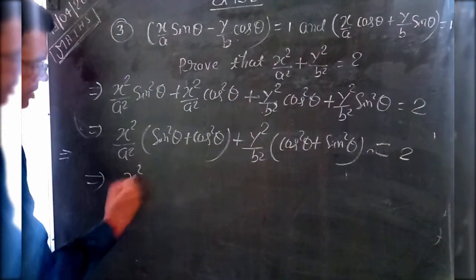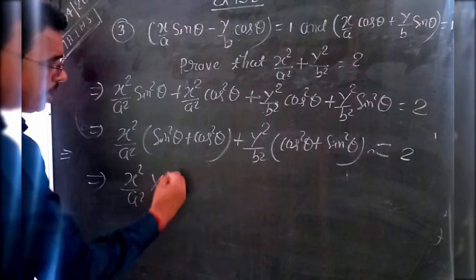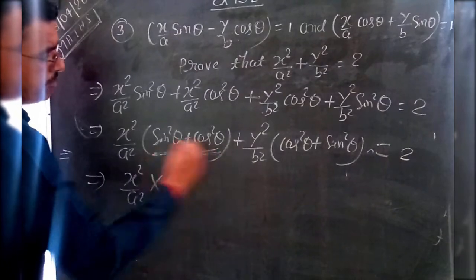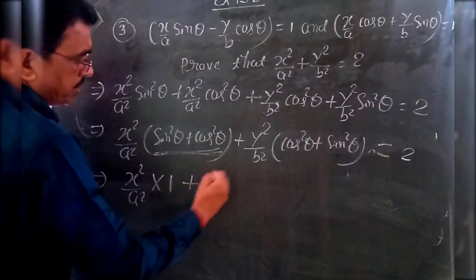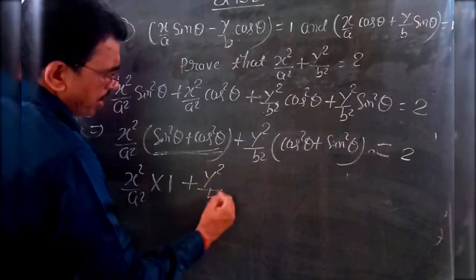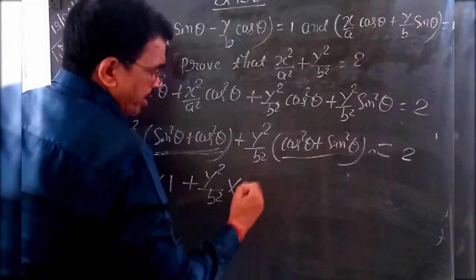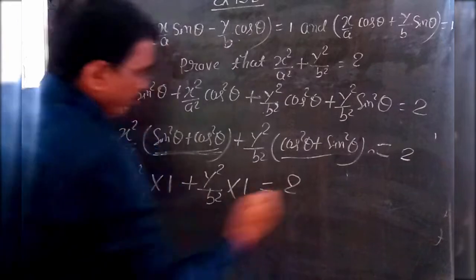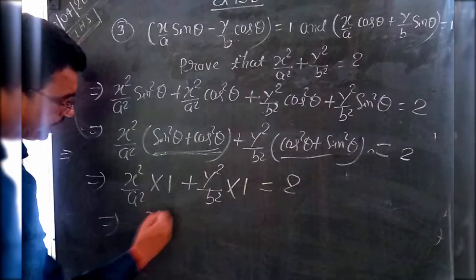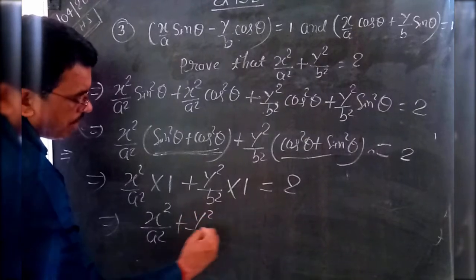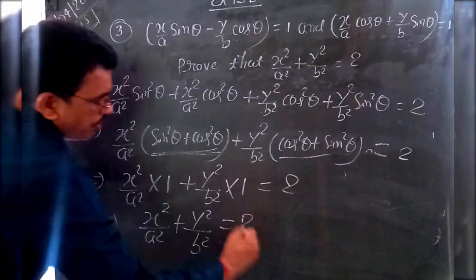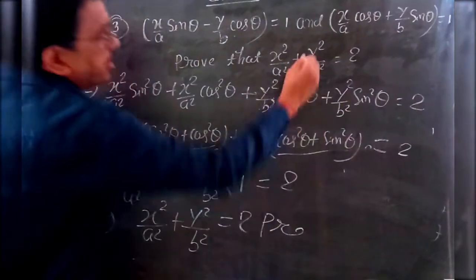Then x square by a square into 1. It is the first identity, value of sin square plus cos square is 1, and plus y square by b square, and value of this is also 1 is equal to 2. Then you get result, that is x square by a square plus y square by b square is equal to 2. Proved. It is easy.